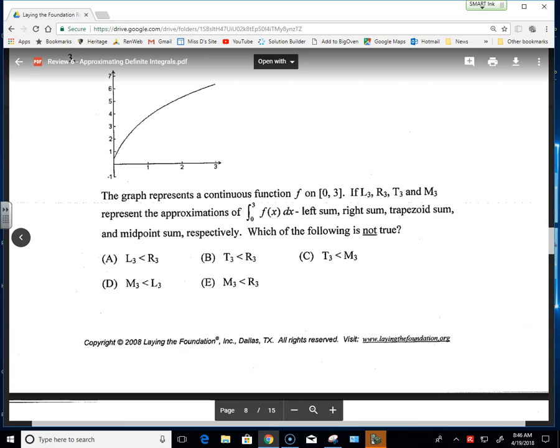Kiddos. Spent a little too much time on things, but that's okay.